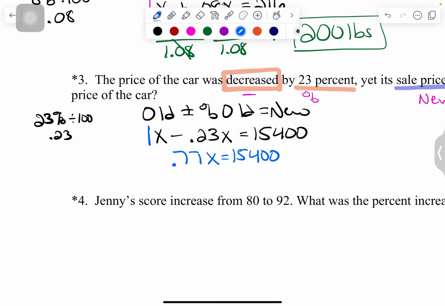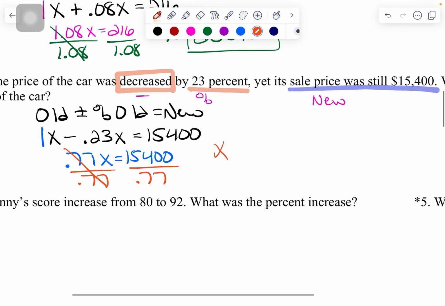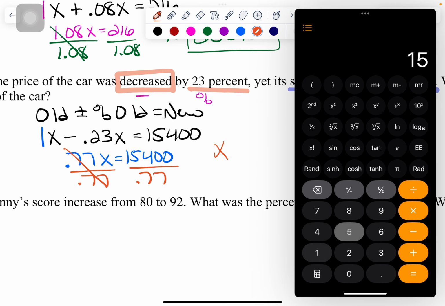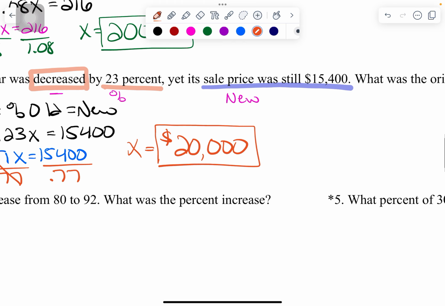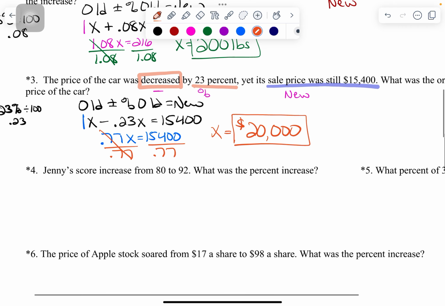Make that go away for right now. And then to completely solve for x, we're going to divide both sides by 0.77. All right. Absolutely none of that is happening in my head. So 15,400 divided by 0.77. The original price of the car was an even $20,000. If that was the price of a brand new car, it'd be kind of nice.